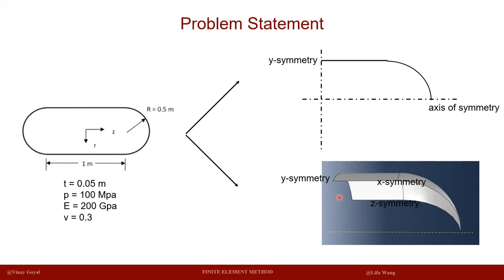In another model, we are going to fully simulate this thin wall pressure vessel using shell elements. And just to save calculation power, we are going to apply X symmetry and Z symmetry, so we only need to model a quarter of the entire pressure vessel. And again, we are going to apply Y symmetry at this boundary.